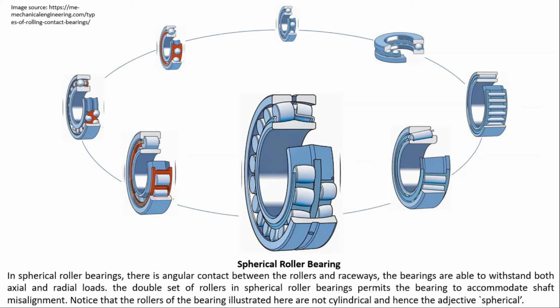So as you have seen, when we are using two rows of rolling elements, these bearings are used for accommodating slight shaft misalignments. So when there is a misalignment present in the system, then you have to use either a spherical roller bearing or this self-aligning ball bearing. If the loads are higher, then you have to go for this one, the spherical roller bearing.